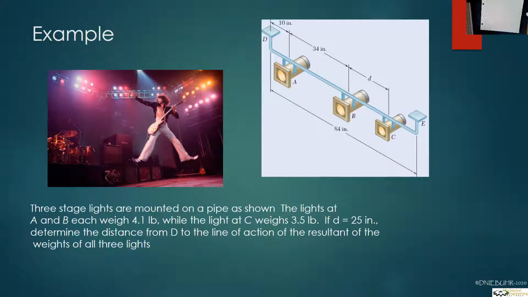So what we want to know is, let's say that D and E are perfectly balanced, and we want to replace those 3 lights with one giant light that weighs the same as those combined. If we were to do that, where on this bar DE could we put this so that it would be the same equivalent stress state or force state? So let's go ahead and solve this.